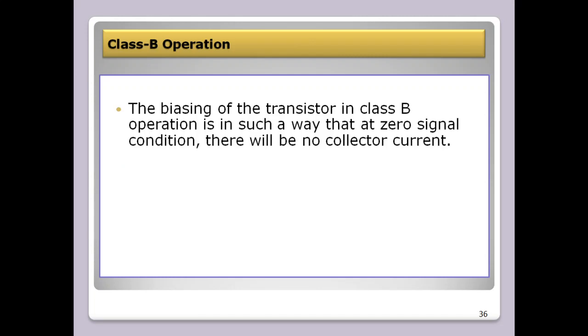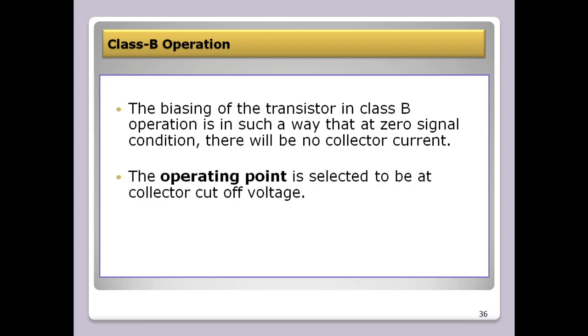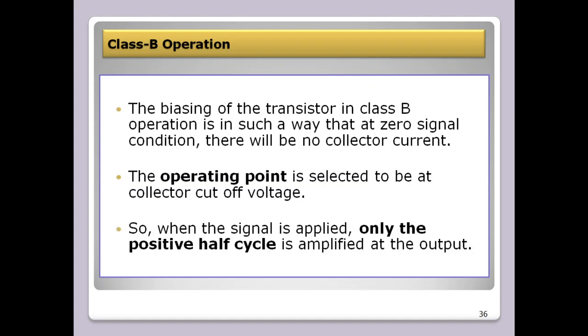So the biasing of the transistor in class B operation is in such a way that at zero signal condition there will be no collector current. Means if no input is given, there shouldn't be any collector current flowing in a class B operation. The operating point is selected at the collector cutoff voltage, so only during the positive half cycle the class B amplifier should operate, and during the negative half cycle there shouldn't be any output.